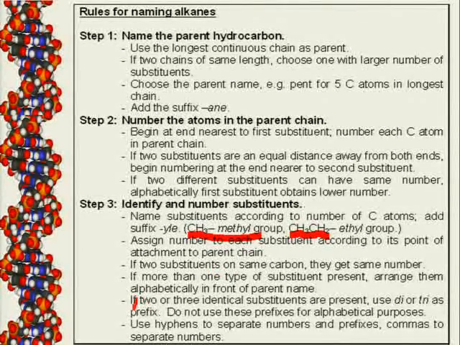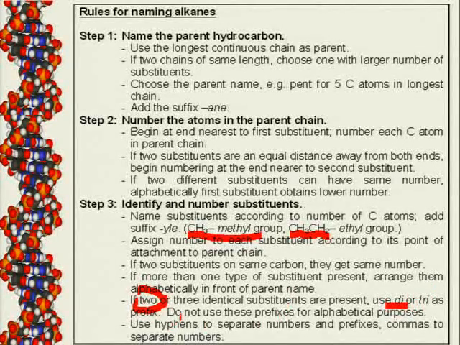And then if you've got two or three substituents that are identical, maybe we've got two of the methyl substituent or two of the ethyl substituent, then before you write methyl, you must use di. So if there are two of the methyls, you will name that dimethyl, or trimethyl if there are three. Or if it's the ethyl, it will be diethyl or triethyl.